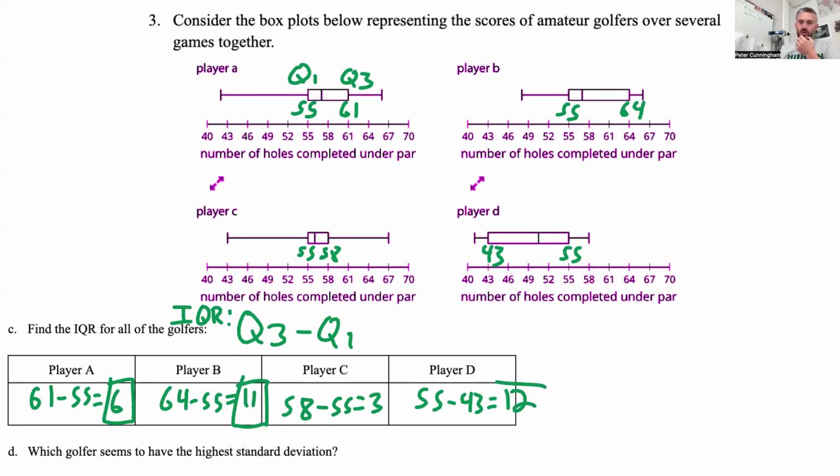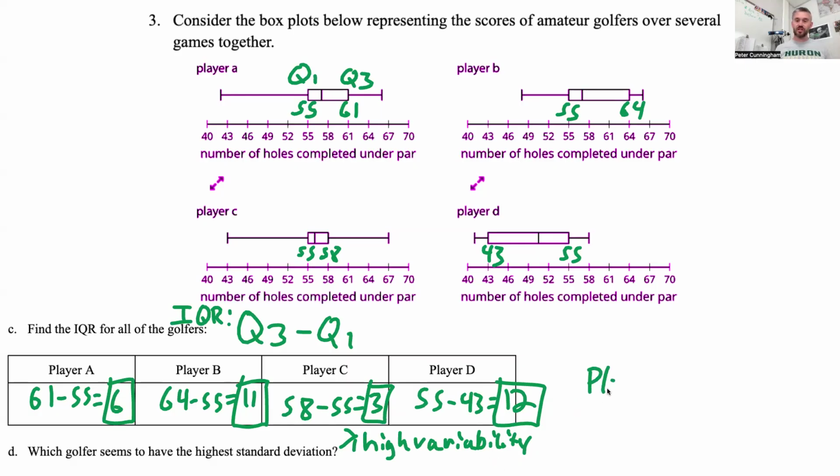There. Which golfer seems to have the highest standard deviation? Okay, remember, high standard deviation means you have a high variability. Okay. So if you have high variability, what else would also be high? Your IQR. Okay, so player D has the highest IQR.